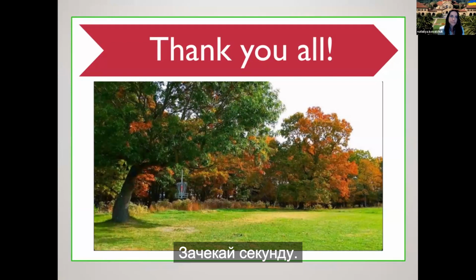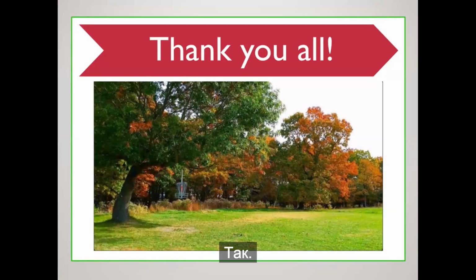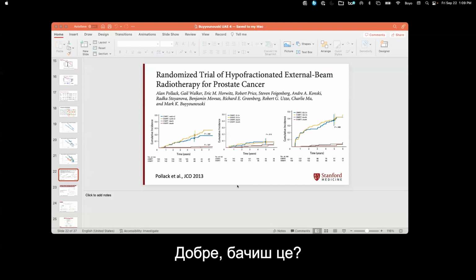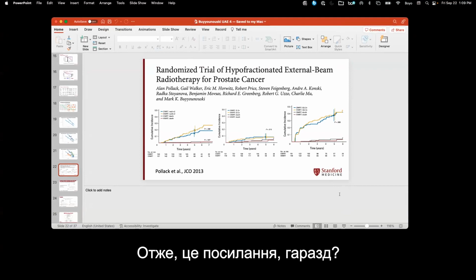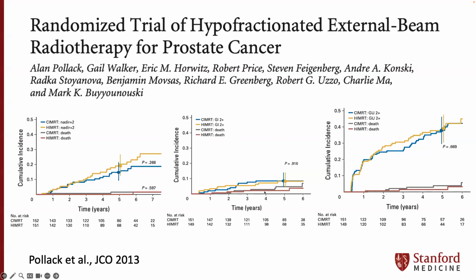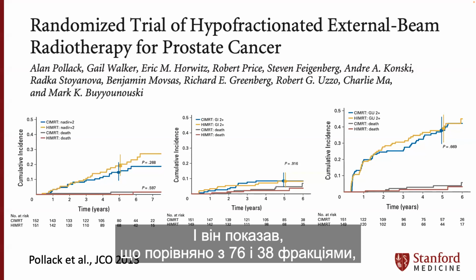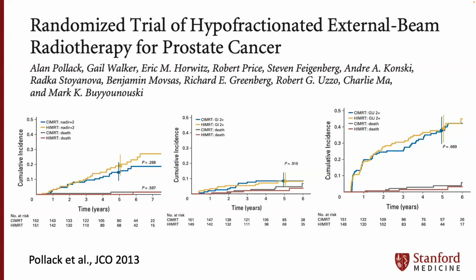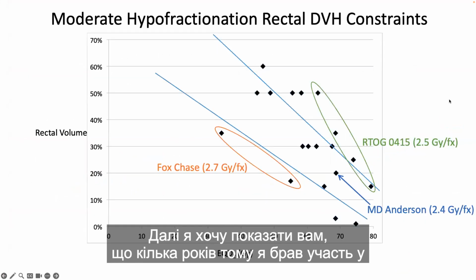So just give me a second. I'm going to share my screen, okay? Okay. Can you see that? Great. So this is the reference. What it showed was compared to 76 gray in 38 fractions, there was no difference in biochemical control or toxicity. Okay, JCO 2013.